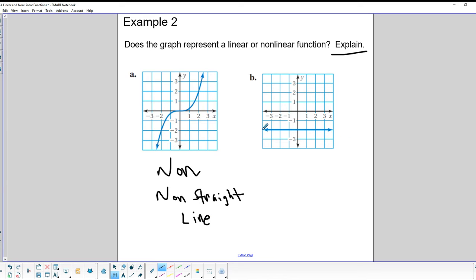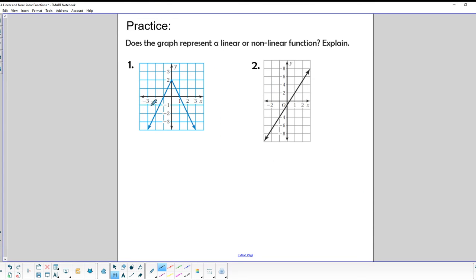How about this one? This would be linear, yes, because it is a straight line. So you've got a straight line there. It's actually got a slope of 0, but still a straight line. Okay, let's move on. Try a couple more here. How about this one? Well, not straight, not straight. So not linear.